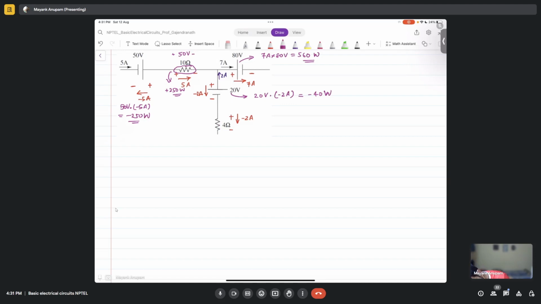I square R we can apply. Yes, you can apply minus 2 square into 4 ohms, right? 16 watt. 16 watts, correct? Yes.